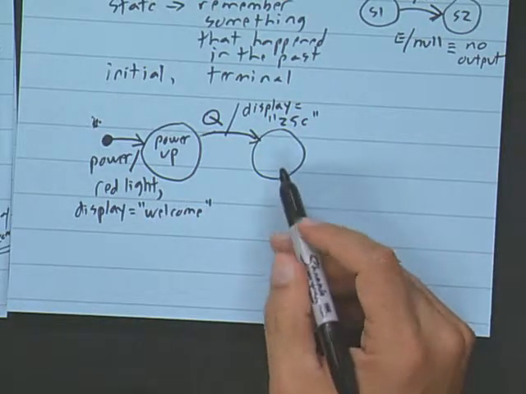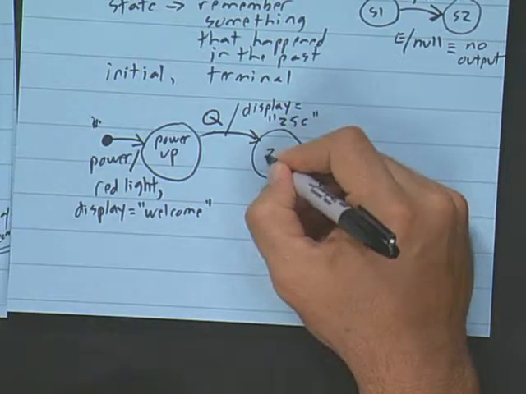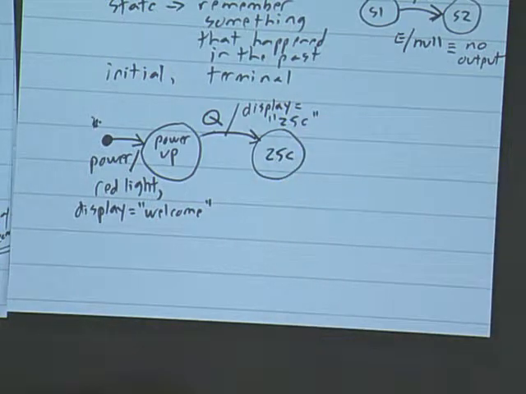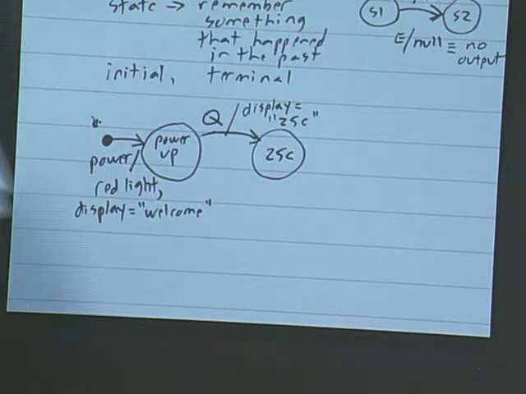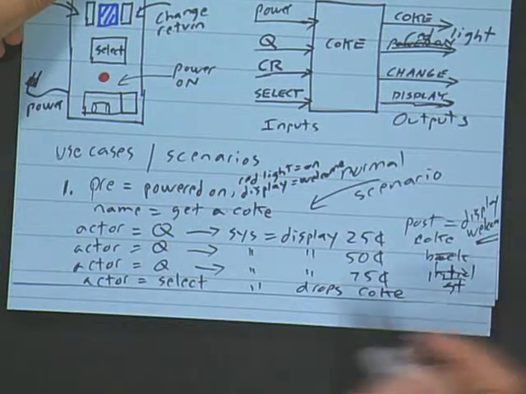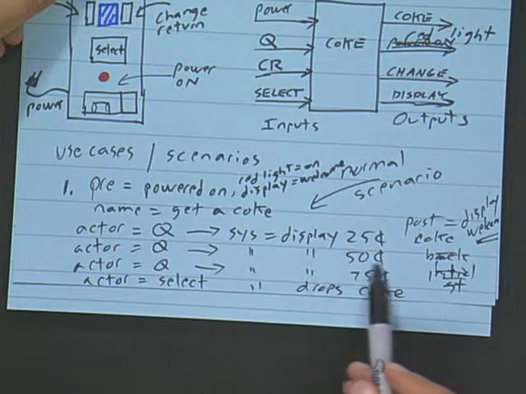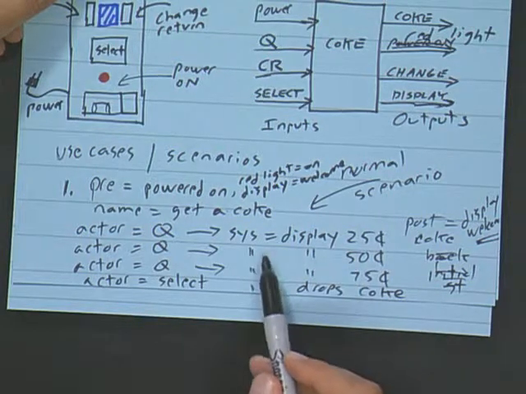And so what would be a good name for this new state? Let's just call this the 25 cent state. It's an indicator that I've deposited 25 cents. Let's go back and follow the scenario line by line. What's the next step? The actor deposits another quarter. System displays 50 cents. Okay, how would that look?